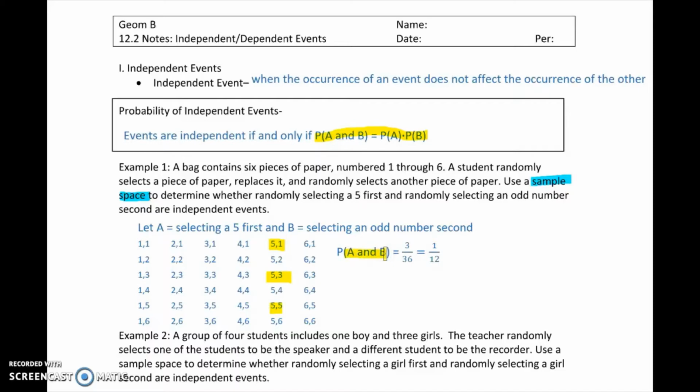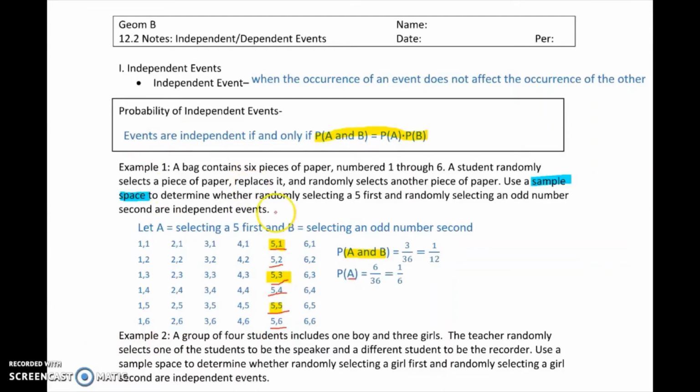Now we want to check: does the probability of A separately times the probability of B separately also equal 1/12? Because if it does, then we have independent events. So let's look at the probability of just A, selecting a 5 first. Then we have 1, 2, 3, 4, 5, 6. Those are all the possibilities of selecting a 5 first. So we get 6 out of 36, and we know 6 out of 36 reduces down to 1/6.